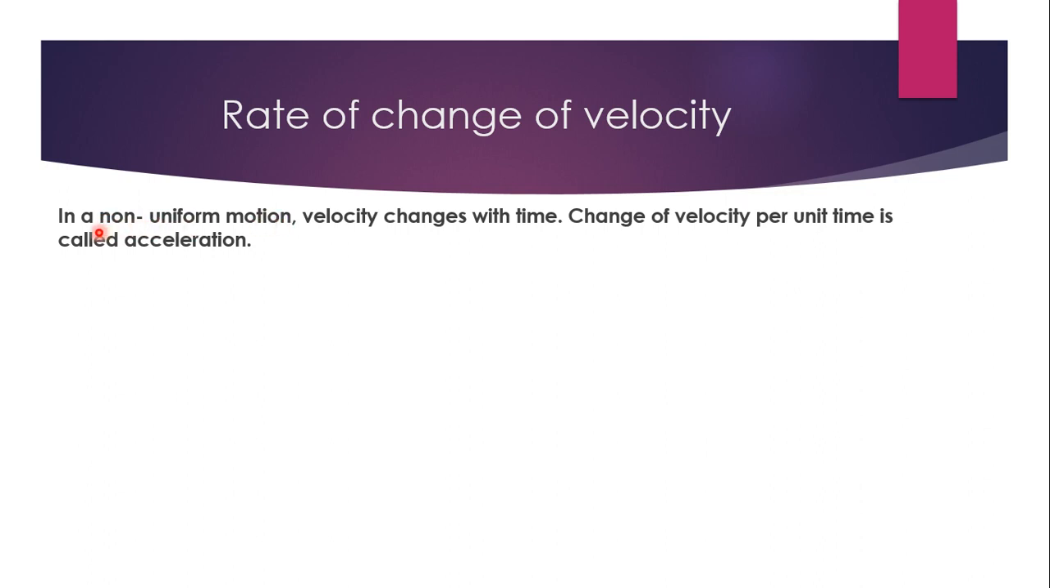So in a non-uniform motion, why non-uniform motion? Because in a non-uniform motion only the object will change its velocity. If the object does not change its velocity, if the object is in uniform motion, in that case velocity will not change, and if the velocity will not change, there is no point of acceleration. So the rate of change of velocity, we always talk about a non-uniform motion. So in a non-uniform motion, velocity changes with time.